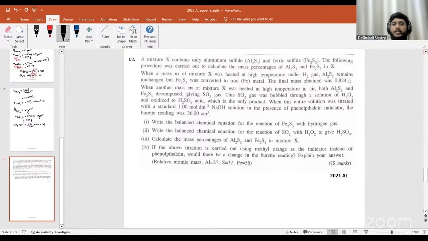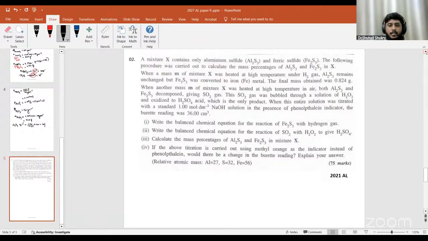So you have Al3+ ions, Fe3+ ions, and S2- ions. The following procedure was carried out to calculate the mass percentage of aluminium sulfide and ferric sulfide in X, in a 2021 A-level question. So here you have an advantage: directly, only aluminium sulfide and ferric sulfide.